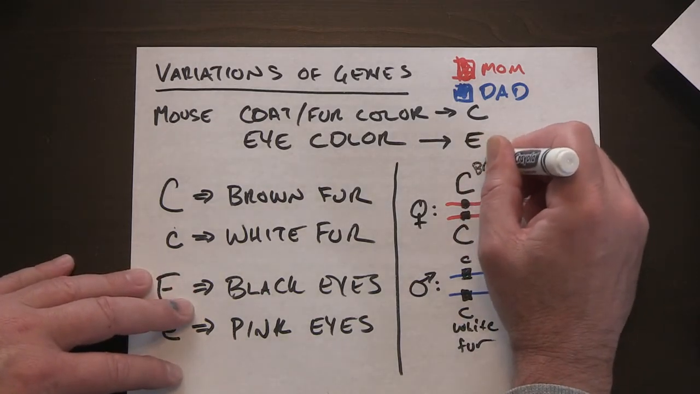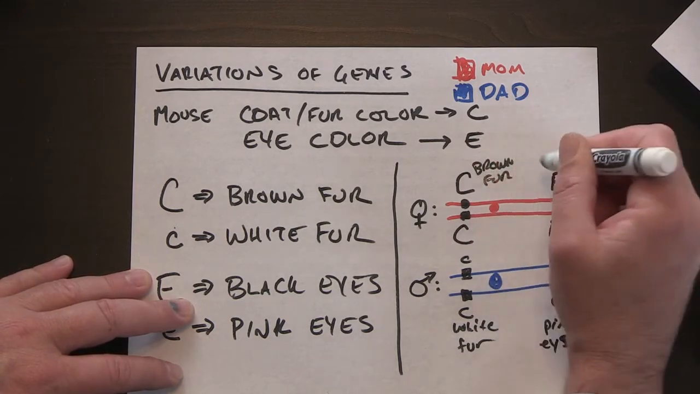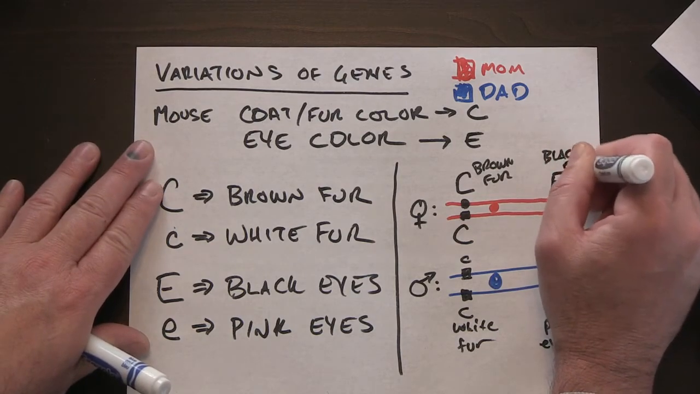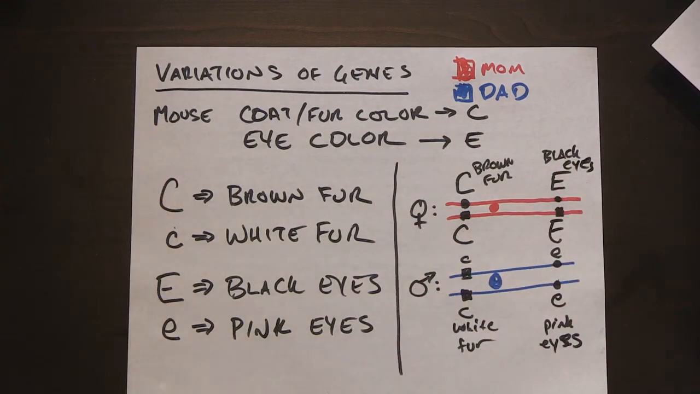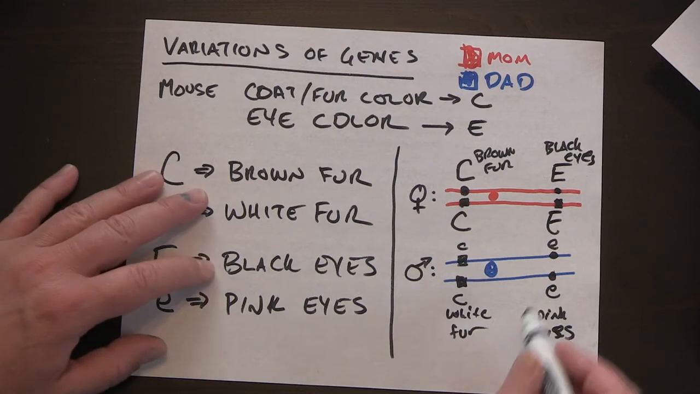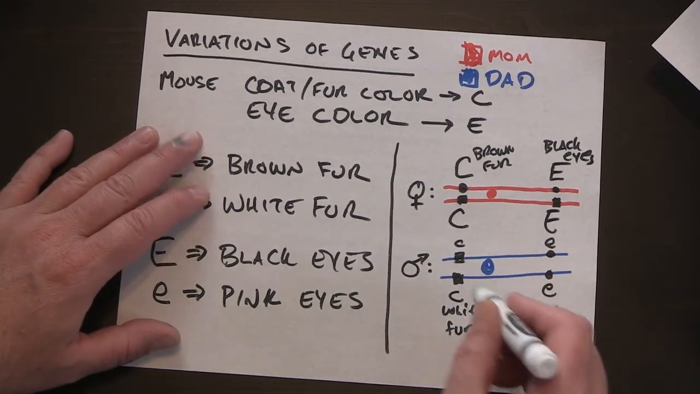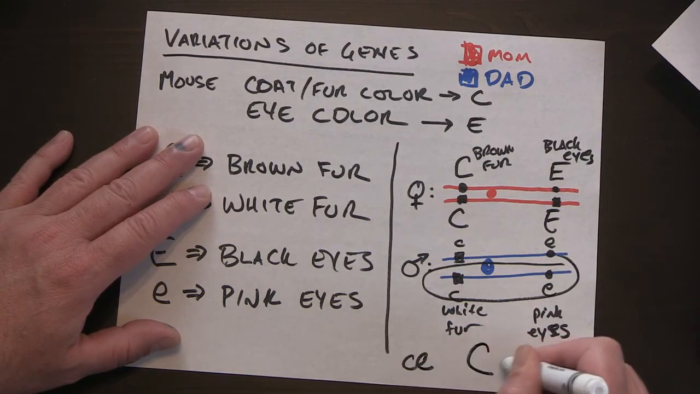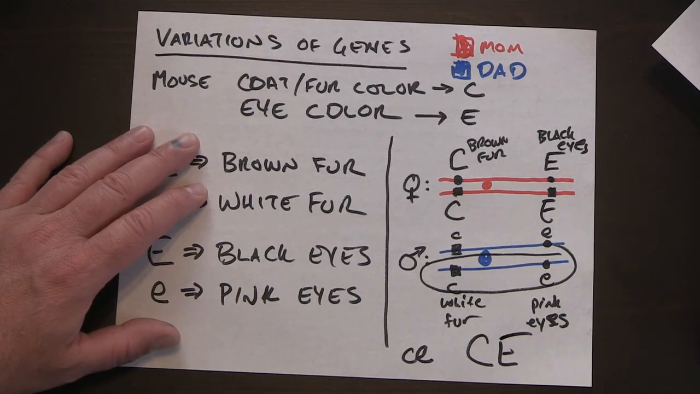And mom's got brown fur and black eyes. Okay, so let's, if we separate these during meiosis, all the gametes, and there's no recombining at all, the gametes are either going to be little c, little e, or they're going to be big C and big E, right? All the gametes are going to be one of those.